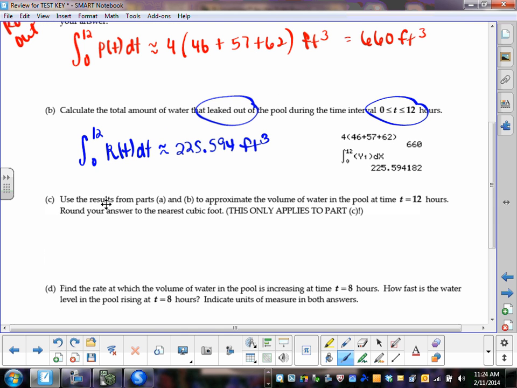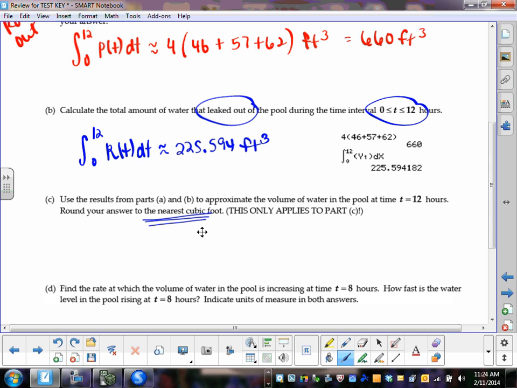Now, part C says to use the results for part A and B to approximate the volume of the water in the pool at time 12. Round your answers to the nearest cubic foot. That means regular rounding, not round up because you want to or round down because you're trying to justify why you think that's correct. Nearest cubic foot, regular rounding. That does not mean anything else is rounded. This is the only part that asks us to round.